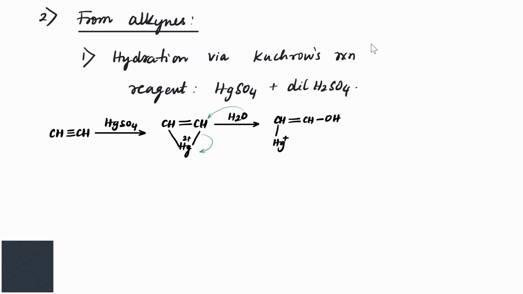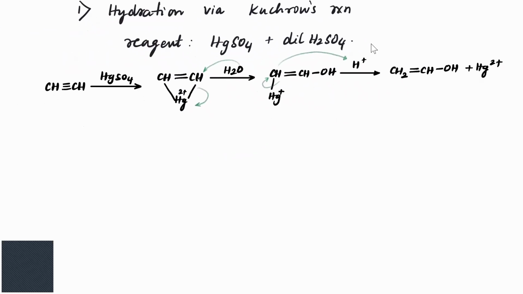And carbon will try to gain back the electrons onto it. Since it is in acidic medium, it will attack on H plus, take away H plus, and convert into CH2=CHOH, and Hg2+ will come out as it is like a catalyst. So you would notice that there is a formation of enol, and the enol will undergo tautomerism to convert into an aldehyde. So that is the final product.